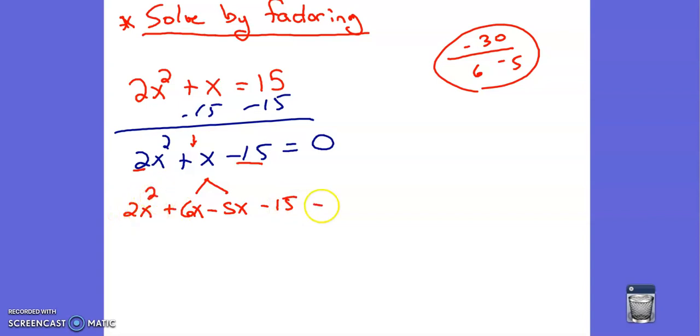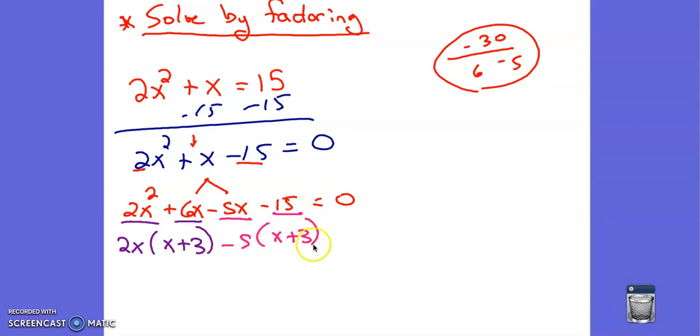And remember, anytime you have 4 terms, you're going to factor by grouping. So if you look at the first two, what's common between those is a 2x, and you're left with x plus 3. And if you look at the next two, what's common between that is a negative 5. You're going to get x plus 3. And these should always match, which they do.